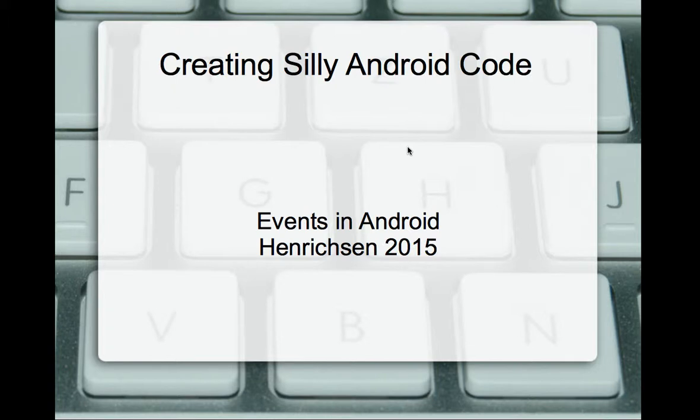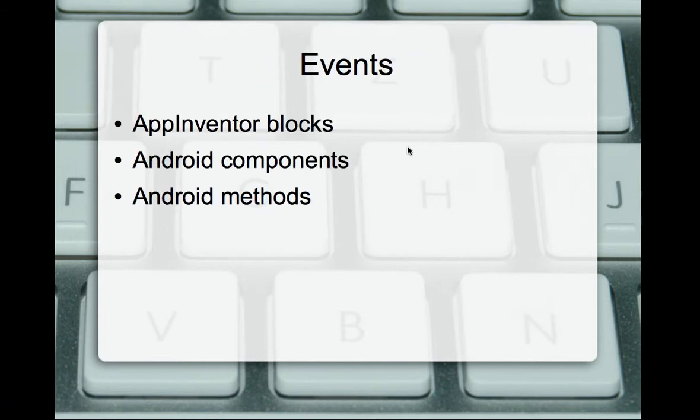All right, so we're going to create some silly Android code today, and we're looking at specifically how to do events with Android. In events, we have a couple things. We have the idea in AppInventor land, we have our AppInventor blocks we have to deal with, our components, and our Android components and our methods we have to deal with. And so we have different pieces we've been using.